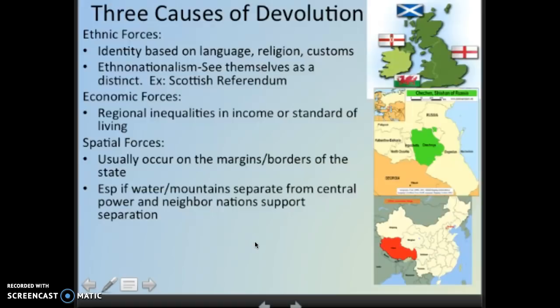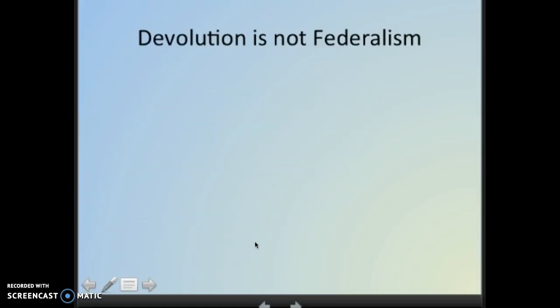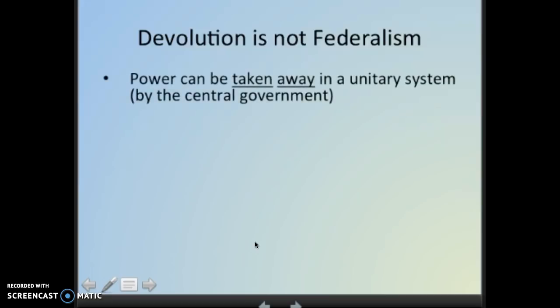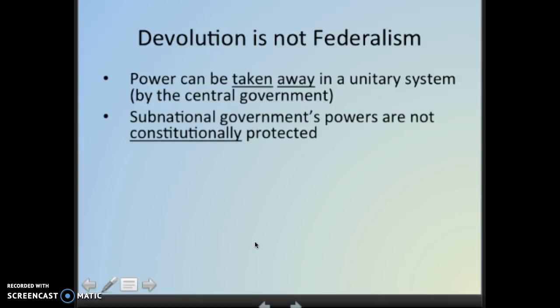Okay, now number 4, how is devolution of power different than federalism? In federalism, your regional governments' power is protected by the Constitution. Like in our country, our states' powers are protected by the 10th Amendment. In a unitary system, power can be taken away by the central government. Just as easily as they gave it, they could take it back, because subnational governments aren't protected by the Constitution, not like our states, which are protected by the 10th Amendment.